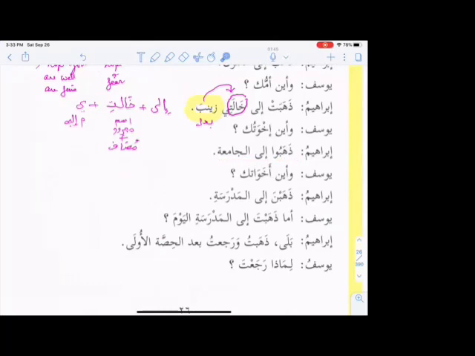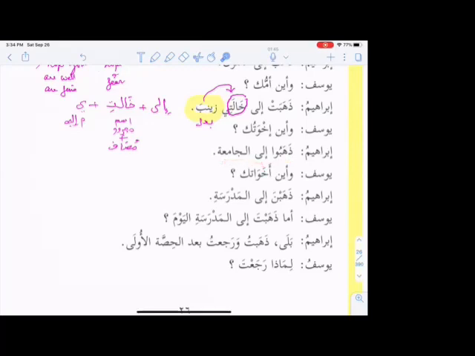To give us extra practice, read it loudly at home. Share it with your family members. Let them listen to you. And you can translate them to them, Zahabu. Can you translate now? They went ilal jamiati.